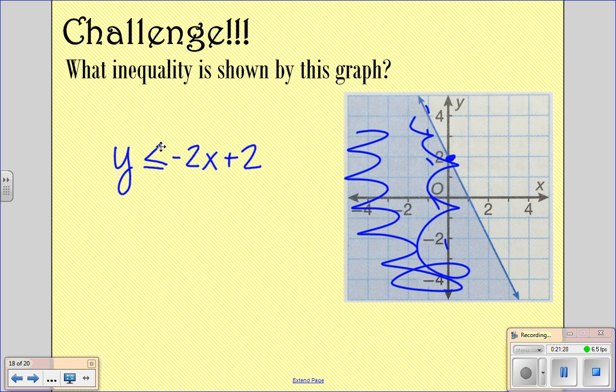So that's how you deal with systems of equations and inequalities. Hopefully you understood how those work.